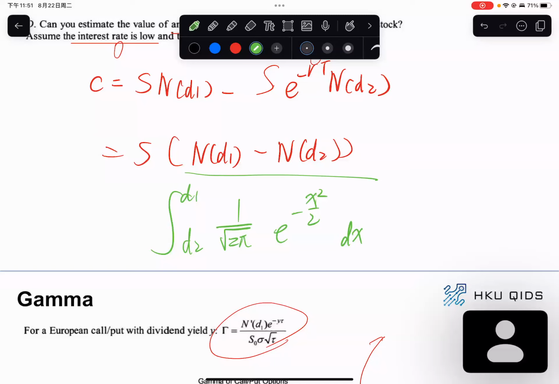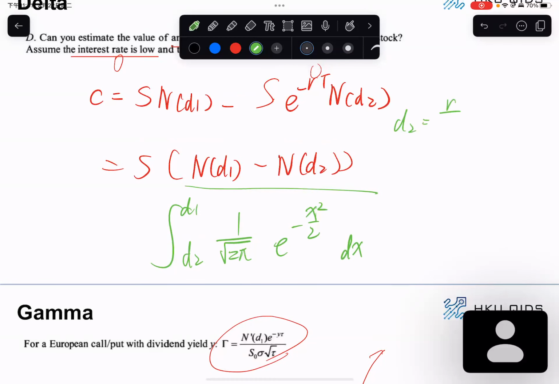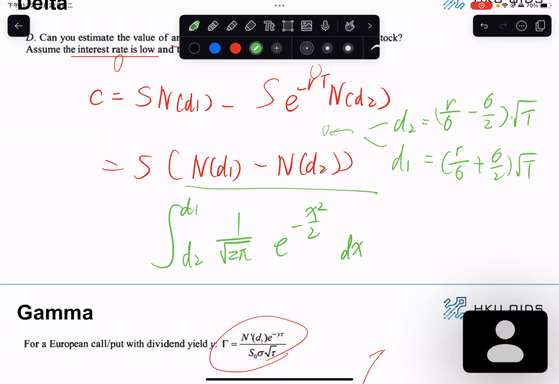And when at the money, and for a small r, both d1 and d2 should be close to zero. Why is that the case? Because d2 will become r over sigma minus sigma over 2, multiplied by square root tau. And d1 is just this one plus sigma. So usually it's just r over sigma plus sigma over 2, multiplied by square root tau. Okay, so both of these are going to be close to zero. And if they are close to zero, then x is close to zero, right? And when x is close to zero, this one is going to be 1. So we can assume this part is 1.